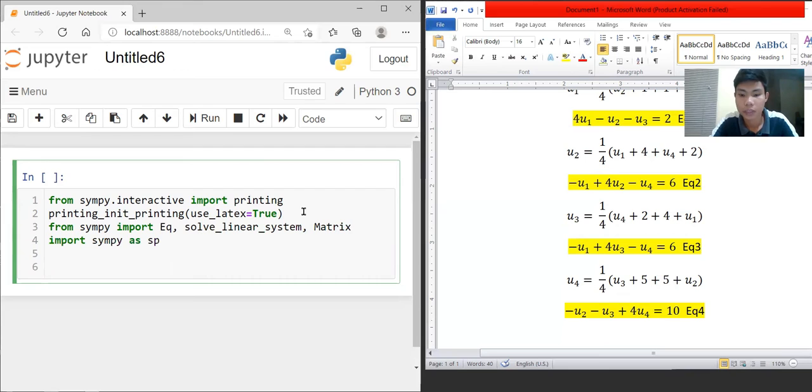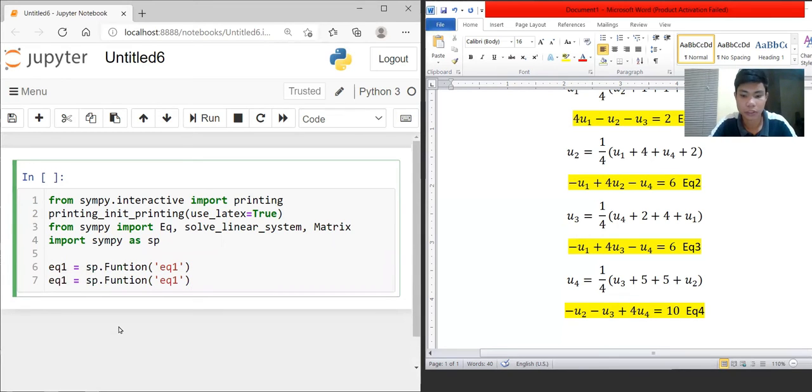So next is i-define na natin ang ating 4 na equation, which is SymPy function and equation 1. So the rest, the same will apply sa mga natitira. So copy na lang natin siya, then change tayo ng sub number, as function.